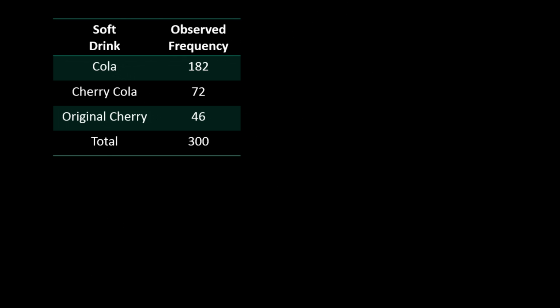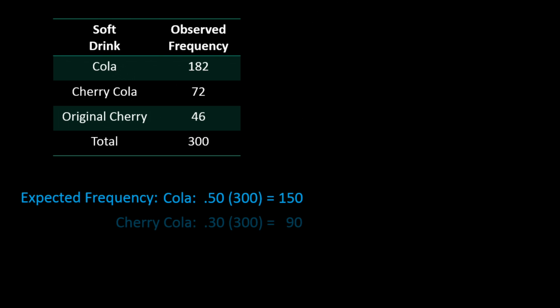Now we have to construct what is called an expected frequency count table. In other words, if the proportions didn't change after the new flavor was introduced, then what would we have expected the frequency counts to be? Since the hypothesized proportion of cola purchases is 0.5 or 50%, then we would expect 0.5 times 300 or 150 of the purchases to be for cola. And we would expect 0.3 or 30% of the purchases to be for cherry cola. And we would expect the original cherry to be 0.2 of 300 or 60 purchases.